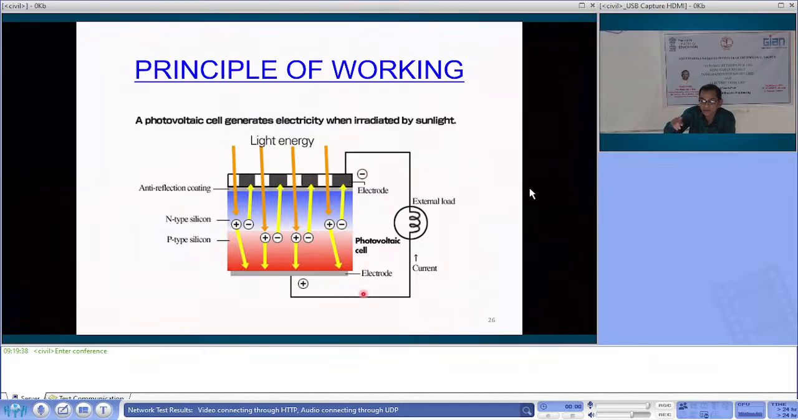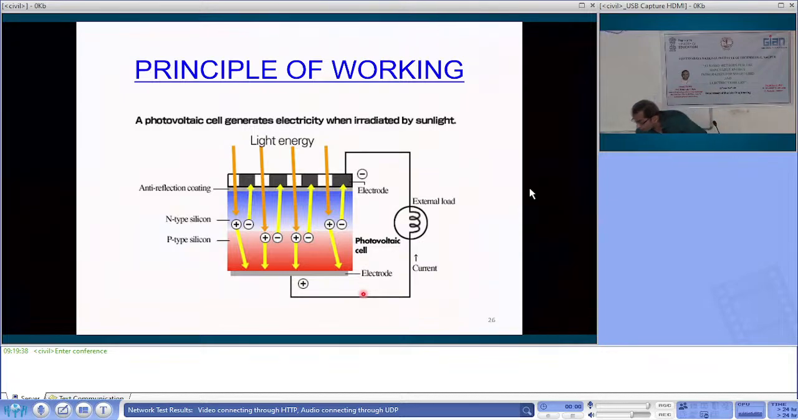Electrons will flow from the minus terminal to the positive. You can have an external load. And the principle of this can be better explained through 3 steps: absorption of light energy in the form of photons, then the creation of hole-electron pairs, and due to the potential present at the junction, they get separated.